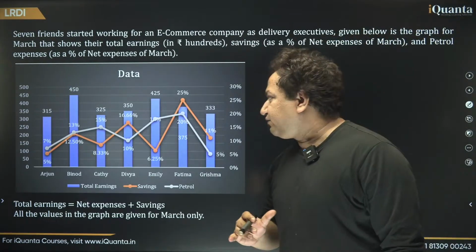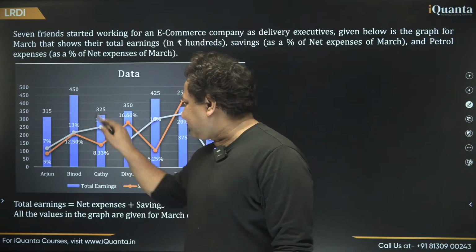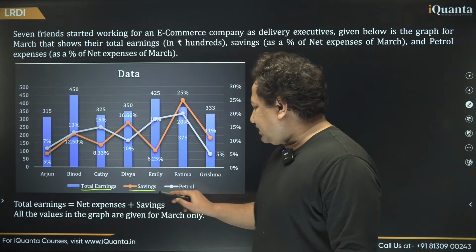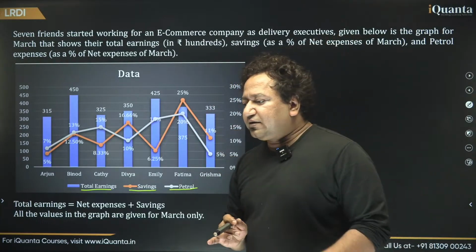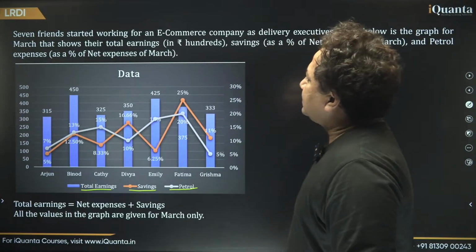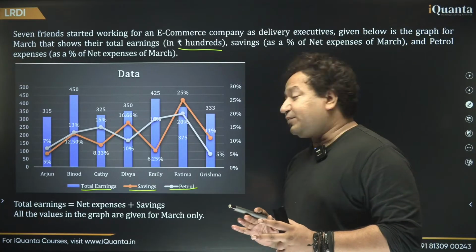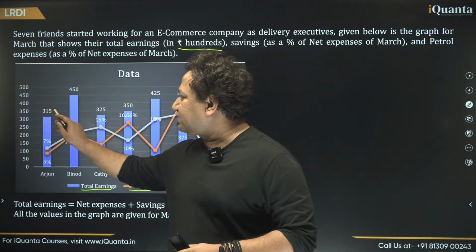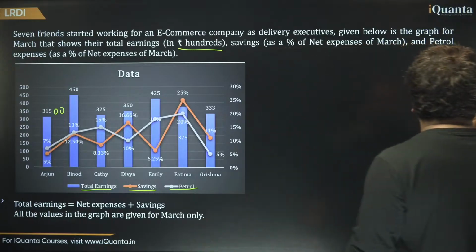So what you have to keep in mind while reading a graph, first of all, what kind of graph is it? What is it representing? So I can see the individual columns for these guys. And blue denotes total earnings, orange denotes savings, and gray denotes petrol expenses. Also, we need to keep in mind what units have been used. So earnings in rupees hundreds, that is what we have to keep in mind. When it says rupees hundreds, that means whatever is given over here, it's not 315, it's 31,500. You should keep this in mind. It can be millions, it can be thousands, it can be hundreds, etc. So units are very important.